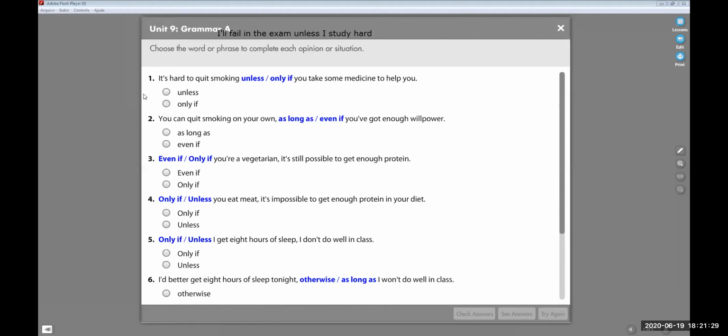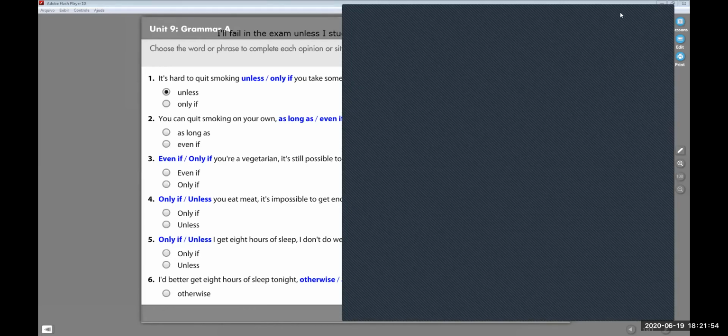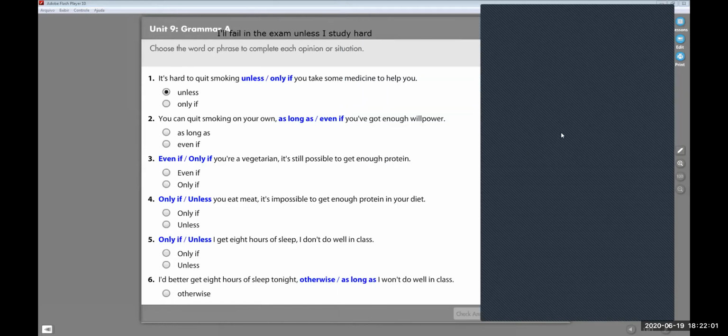It's hard to quit smoking unless / only if you take some medicine to help you. I think it's unless. Yeah, it's hard unless you do something. All right, unless. I like it. Number 2. Mr. Jobert, can you do number 2 for us, please? You can quit smoking on your own as long as / even if you've got enough willpower. I think it's as long as. So you can quit smoking on your own as long as you've got enough willpower. All right, I like it, as long as.